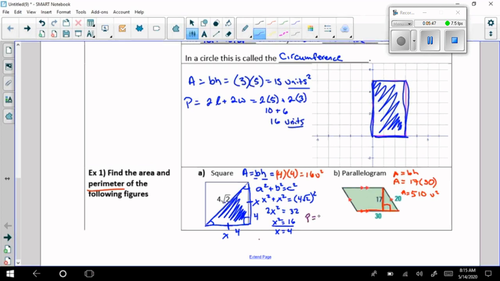The perimeter of your square is 4 times the number of sides, so 4 times 4. So it's also 16. That is not always the case, but it does happen with this one. Units, not units squared.